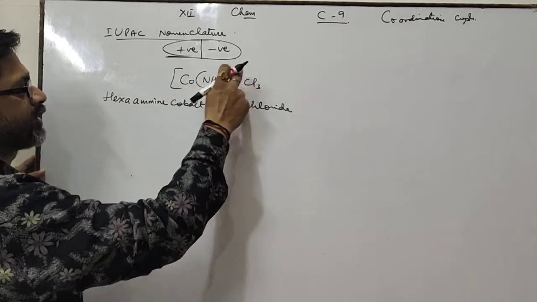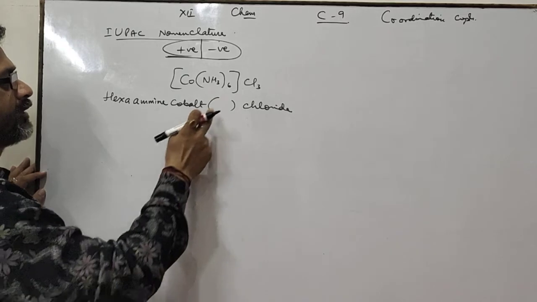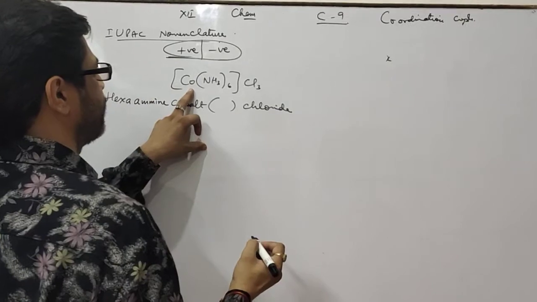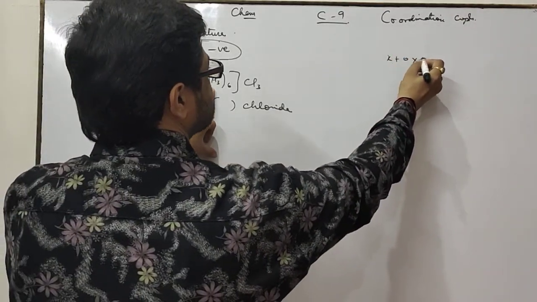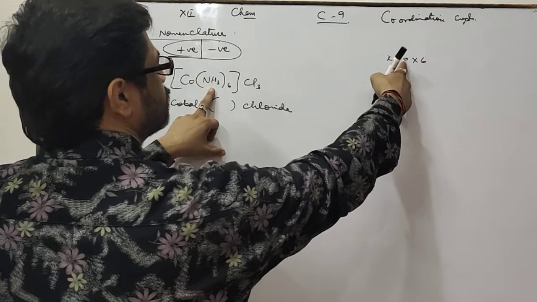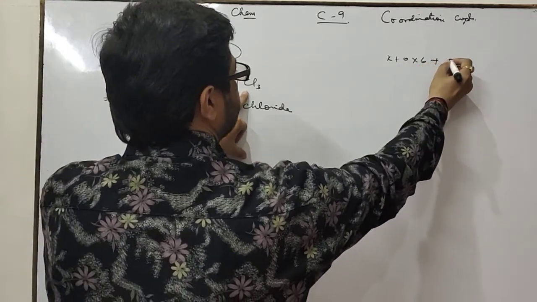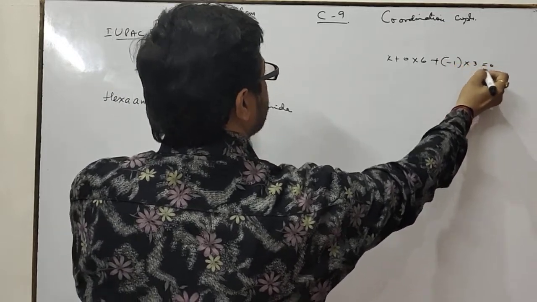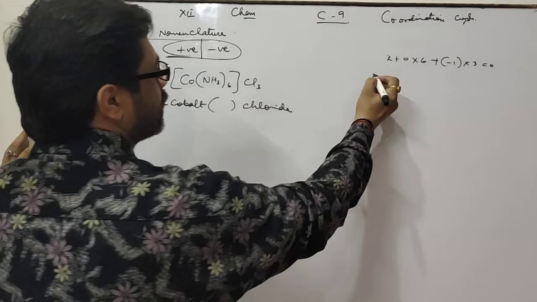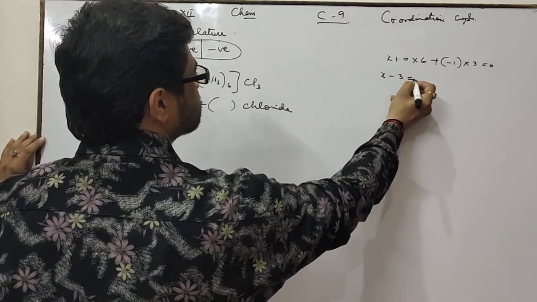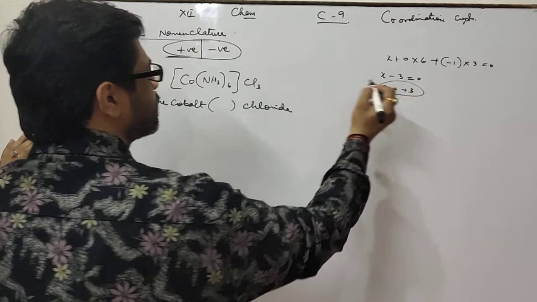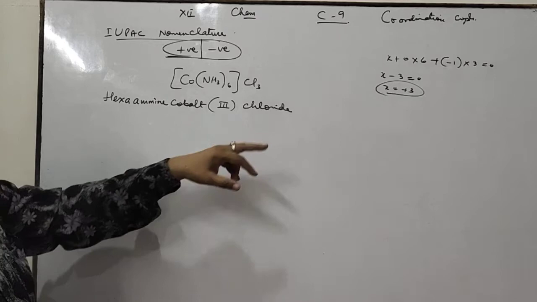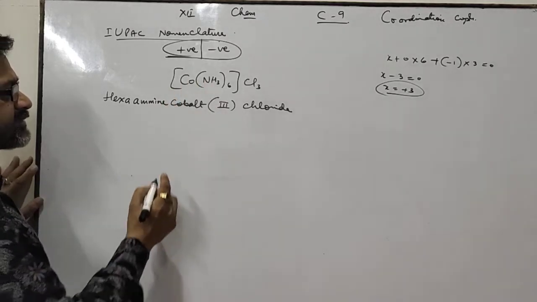You find the oxidation number of this central metal and put it here in Roman. For example, let the oxidation number of Co be x. NH3 has no charge, hence it has 0 charge times 6. Then Cl contains minus 1 charge multiplied by 3. The sum of all these is 0. It becomes x minus 3 equals 0, means x becomes +3, hence you write here III. Hexaamminecobalt(III) chloride. This is the IUPAC name of this compound.